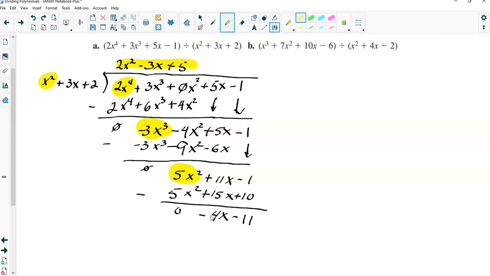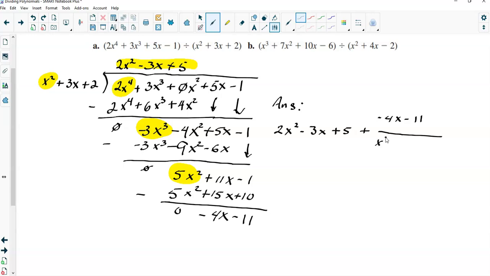Now remember that you have to put this back into the answer. So here's when you write your answer. Make sure that you write your 2x squared minus 3x plus 5 plus negative 4x minus 11 over your divisor, which is x squared plus 3x plus 2. And that whole thing right here, that's your answer.